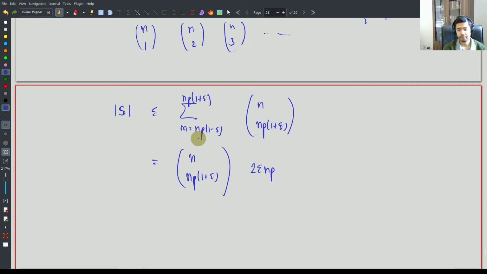Yes, question? Actually, I didn't understand this. Like, how you're taking in the final step n choose np(1 + epsilon).